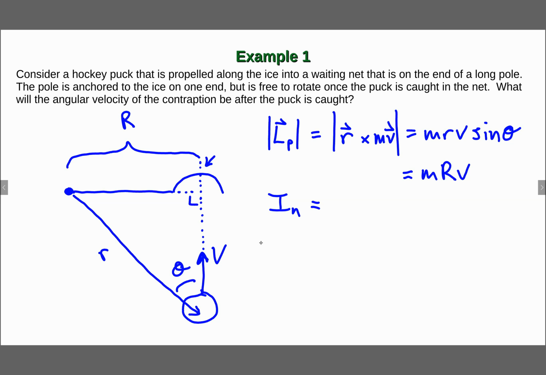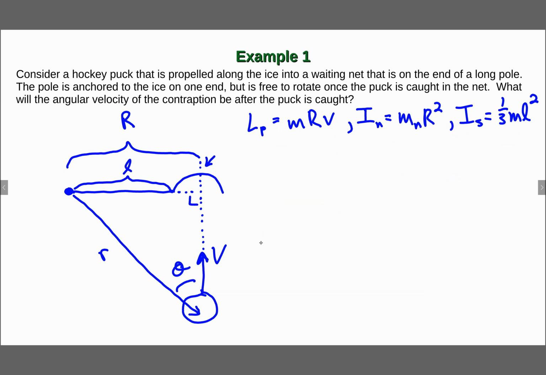So for the net, we can say that we have the mass of the net times r squared, the location of its center of mass with respect to the axis of rotation. And then for the stick, we have this whole extended object rotating around, and let's call the length of the pole here L. Then if I look up in a chart of moments of inertia, I'll see that for a stick like this, I is 1/3 m L squared.